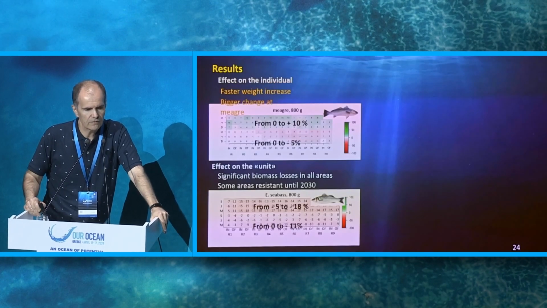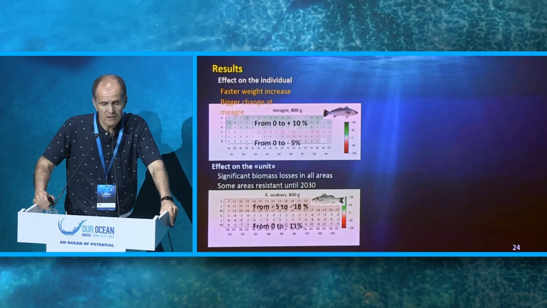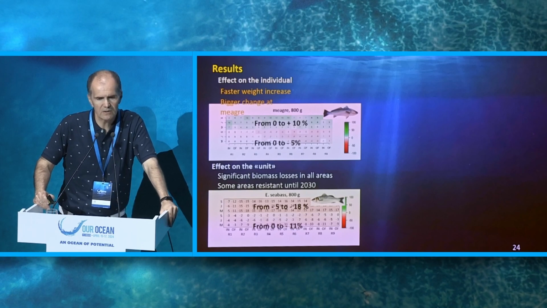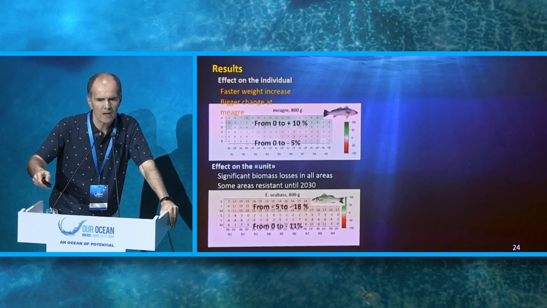So some results so far show that for specific species, let's say like meagre, the situation could be considered beneficial, as increased temperature actually leads to faster weight increase, and a 10% increase in biomass may be expected by the mid of the century, while for others, like sea bass, the situation is not as beneficial, and we might expect up to 20% reduction in the biomass in the future production.